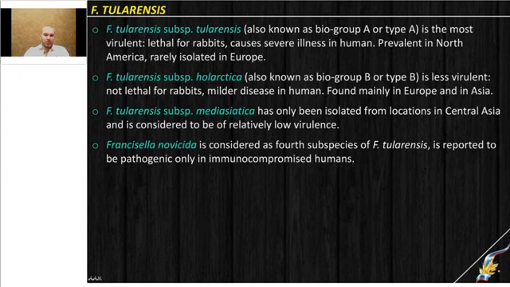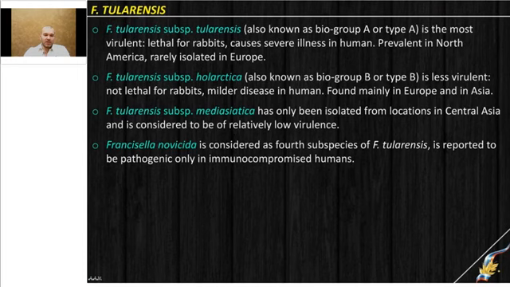As we said, we have 3 subspecies of the bacteria, and those subspecies are also known as biogroups or types. So Francisella tularensis subspecies tularensis is known as type A or biogroup A, and it is the most dangerous subspecies of that microbe, because it causes a very high mortality rate in animals, and in human disease the acuity is more severe with poor outcomes.